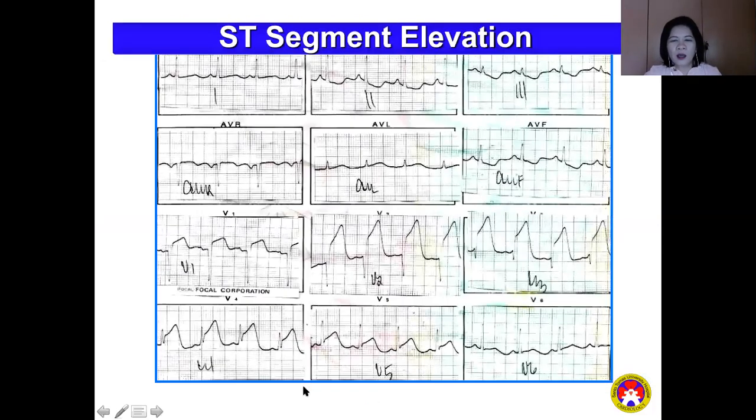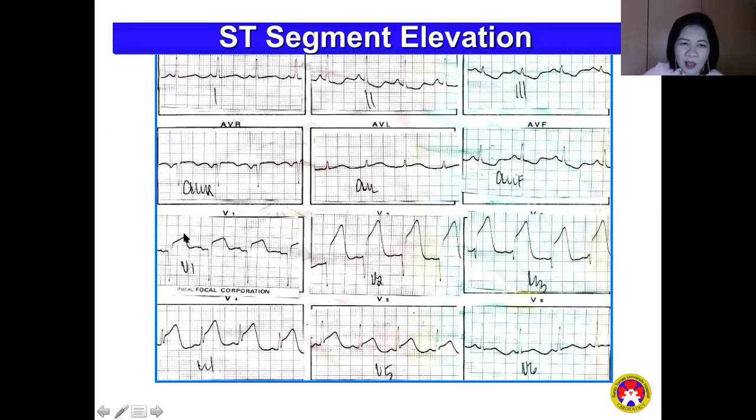So let's practice, okay? Look at lead 1 here. Do you see any abnormalities? It's okay. But if you look at AVL, there is a slight ST elevation here, but then you don't see it in lead 1. So this doesn't count. If you look at lead 2, there is a downsloping ST segment in lead 2 as well as lead 3 and AVF. So here you have an inferior wall ischemia.